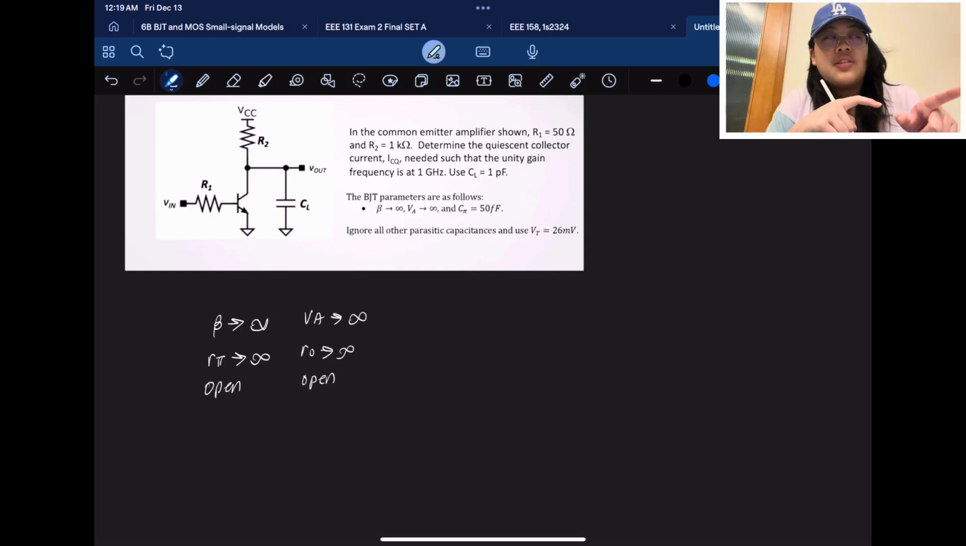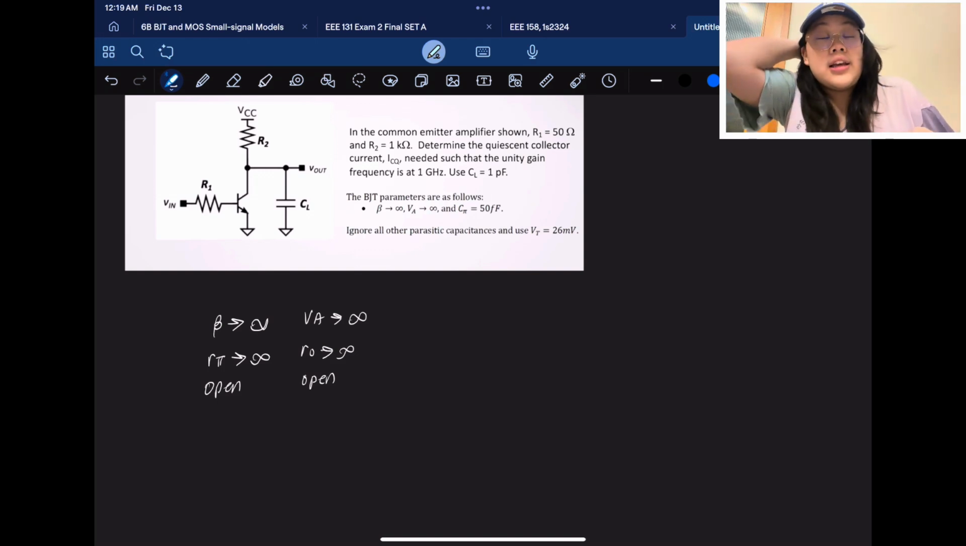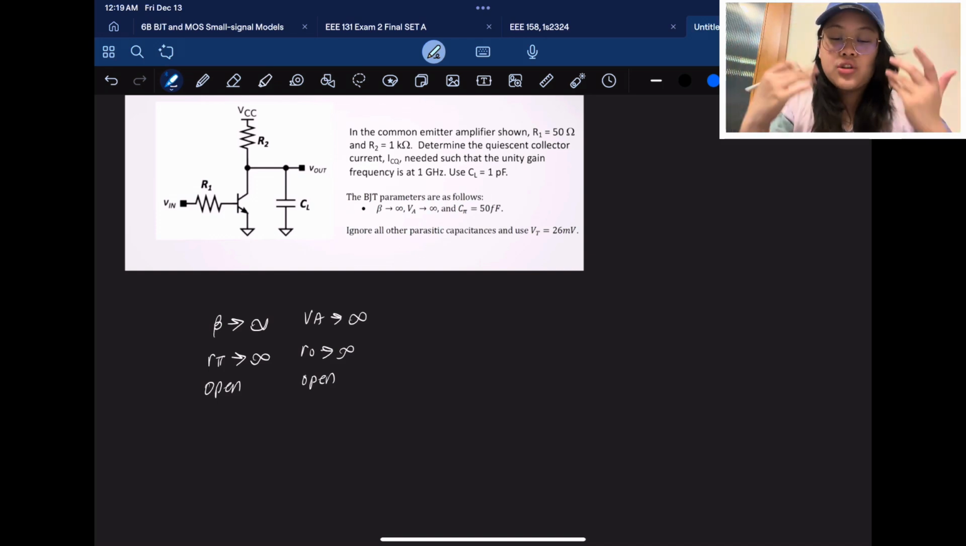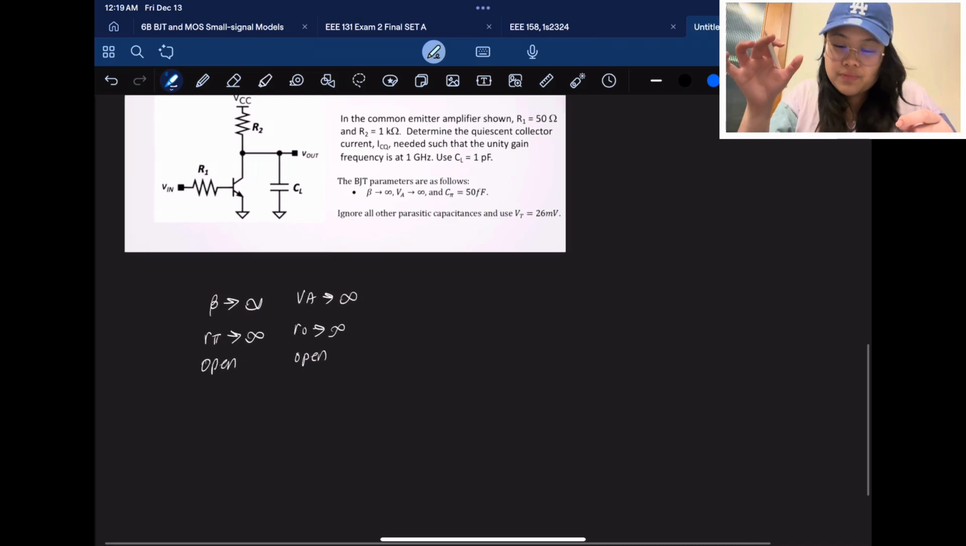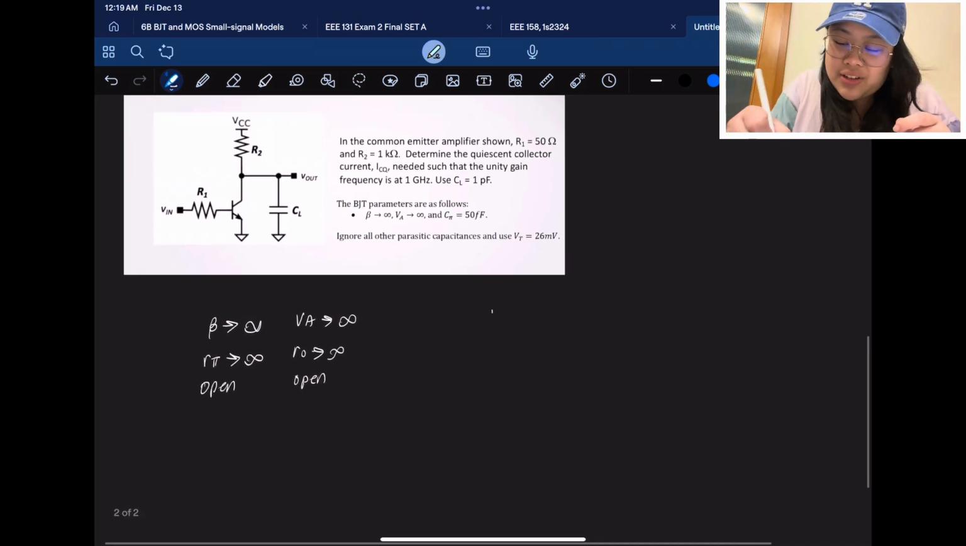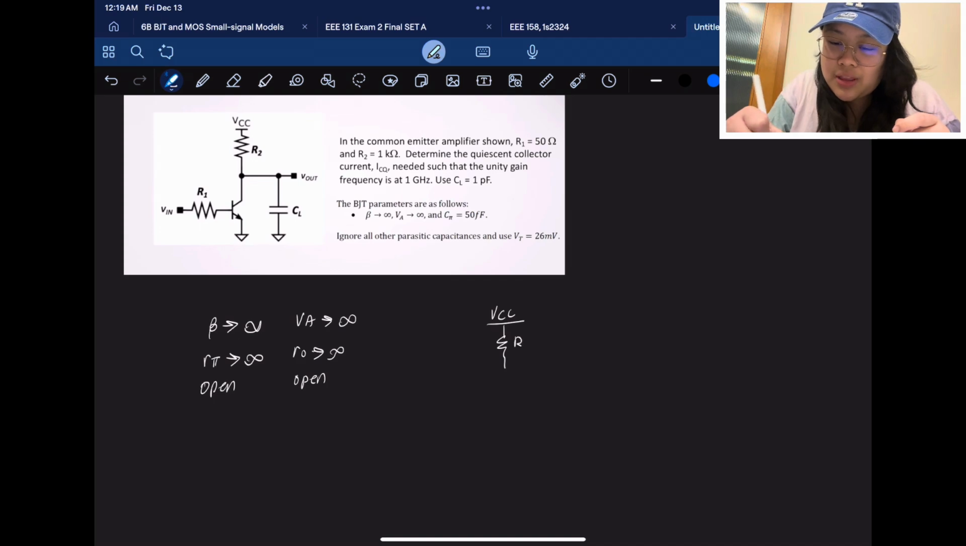So when we draw the small signal circuit, it's not there, it's open. So the first thing that she did was, okay, let's redraw the circuit first because I think that's important. R2 with the value 1k ohms connected to the CL capacitor.